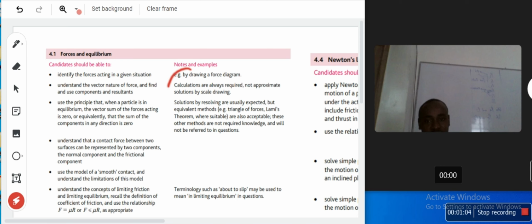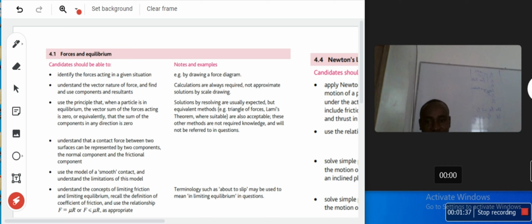Then we also need to draw what we call force diagrams or vector diagrams. We will not be required to get those values by scale drawing, which if you remember you did at O-level physics. Vector, and we solve by resolving forces in a given direction.